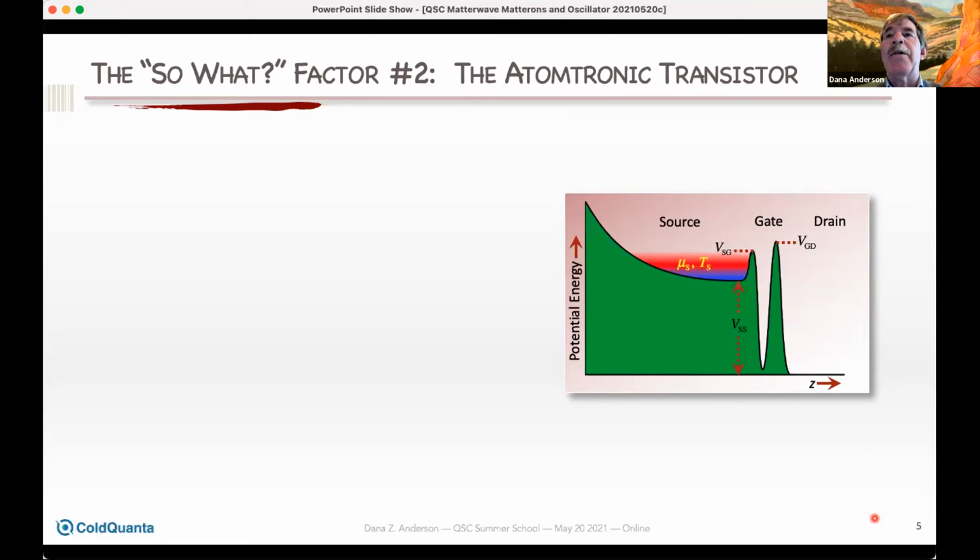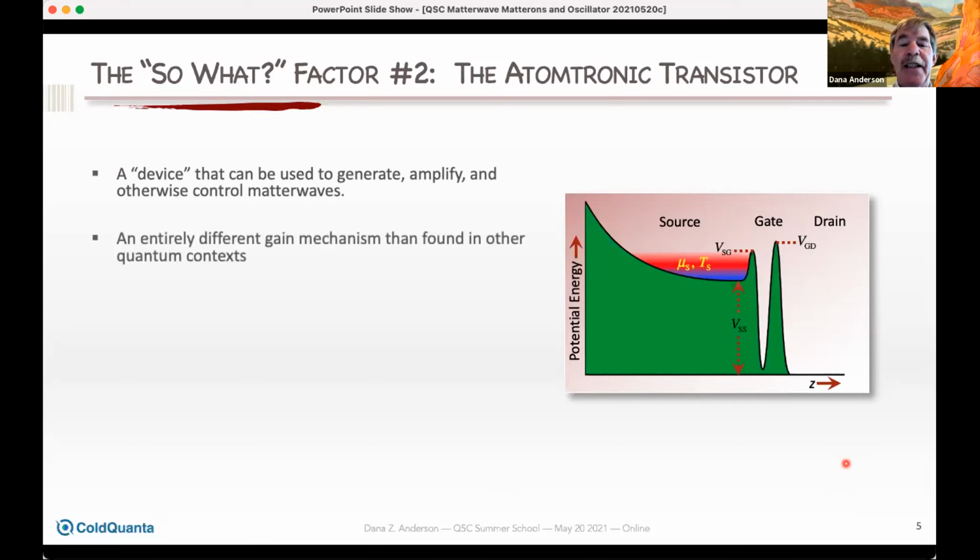And so in the long run, for quantum, and for a variety of things, particularly having to do with sensing, perhaps the transistor based on atoms will be as generically useful as the electronic transistor. As I said, your iPhone has 18 billion. More transistors have been produced than anything else produced by humankind. About Avogadro's number of transistors have been manufactured, an unbelievable number. So again, a device that can be used to generate, amplify, and otherwise control matter waves, an entirely different gain mechanism, and a true analog to the laser.